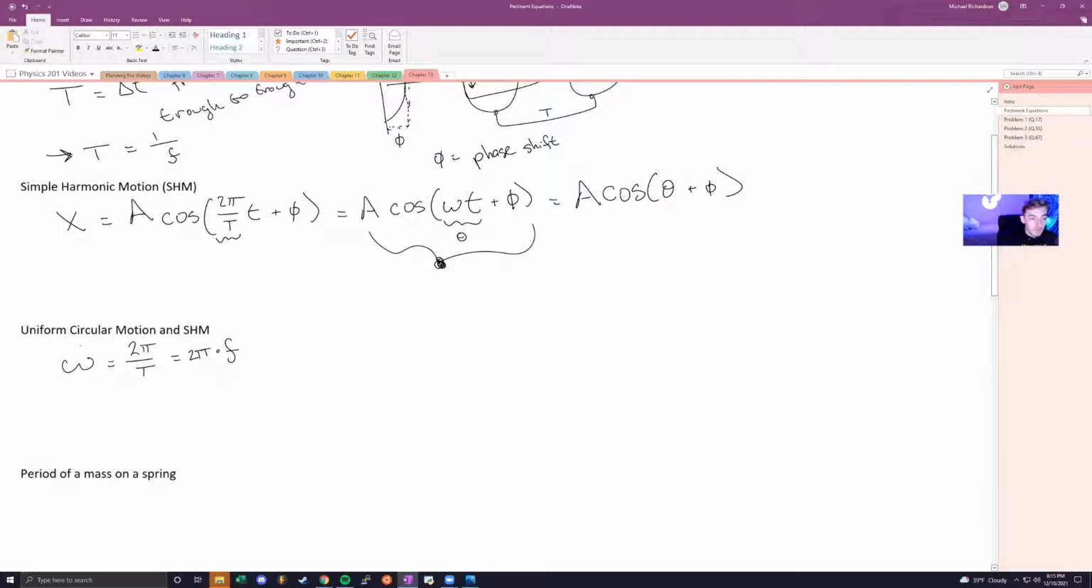So by taking the first derivative of the above equation that I just circled, this one right here, then we get that our velocity is going to be equal to our negative amplitude times omega times the sine of omega t plus phi. And our acceleration is going to be equal to our negative amplitude times omega squared times the cosine of omega t plus phi.